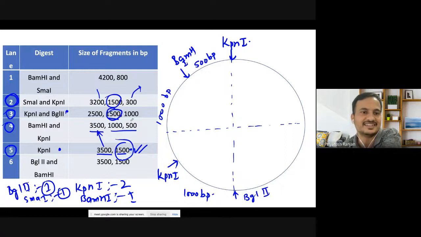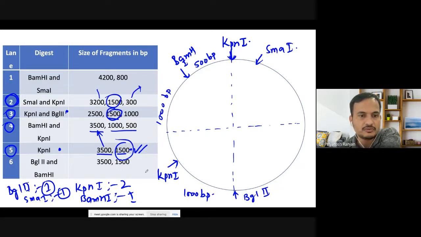What does that tell me? This is telling me that SmaI is located in the area of 3500, on this side of the KPN1 site. And this is resulting in the generation of a 3200 base pair fragment and a 300, because 1500 is intact, so I don't need to bother about it. Now what should I do? Let's place a rough calculation, 12.56 somewhere here, SmaI, and your plasmid map I hope is ready.